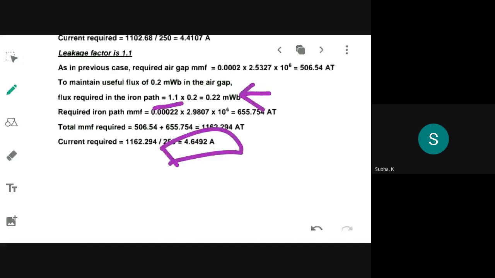All finished up the problem? Shall we move on to the next topic? Understood? Yes, ma'am. Okay, then we will move on to one new concept, and with that I will finish up today's class.